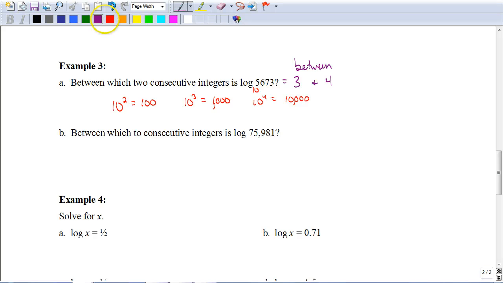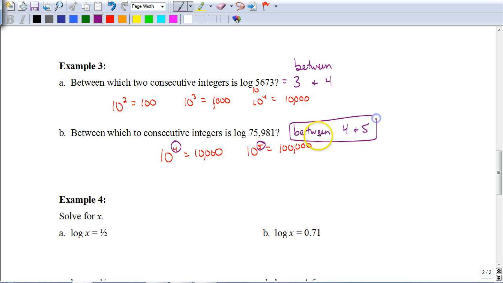So if I were to continue that out, if 10 to the 4th is 10,000, then 10 to the 5th would be 100,000. So 75,981 is between these 2 numbers, between 10,000 and 100,000. So that means the logarithm that this would be between would be 4 and 5. So in other words, if I type log of 75,981 in my calculator, I'd get 4 point some number as my answer.